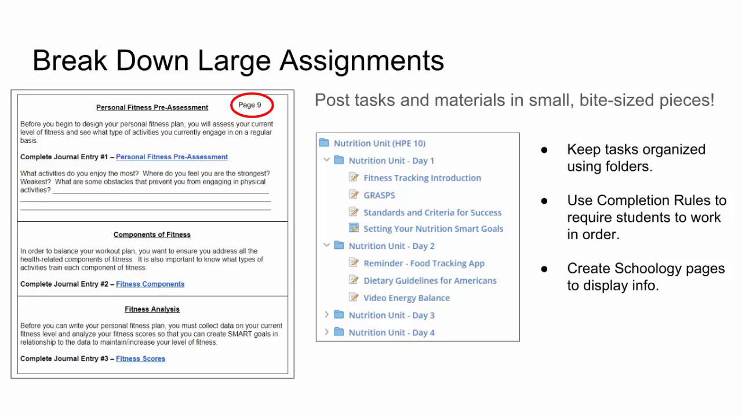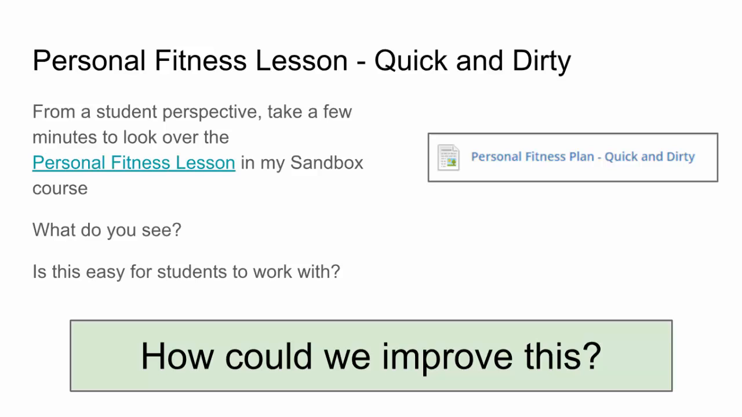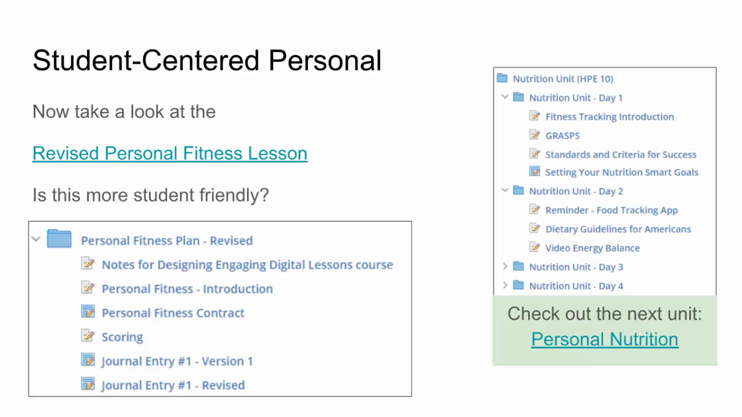In the speaker notes, there are links for both of these. If you go to the personal fitness lesson, quick and dirty, you can see what the original lesson looked like. So take a few minutes to look at that and see, thinking from a student perspective, if that's particularly user-friendly for you and if that's something that you would feel comfortable turning in. The revised personal fitness lesson is the updated version, and there's also in Schoology the next unit, which was the personal nutrition unit. Take a look at those. See which one of those you think would work better for students.